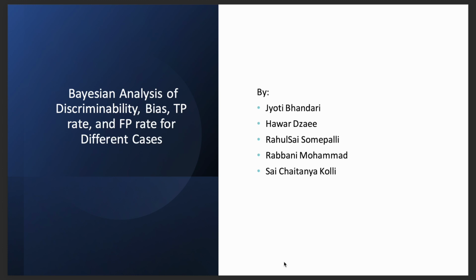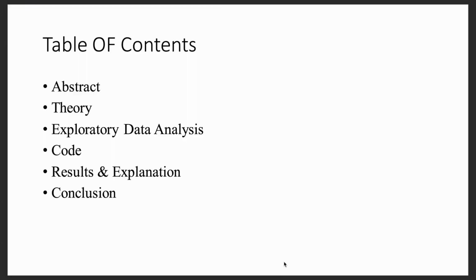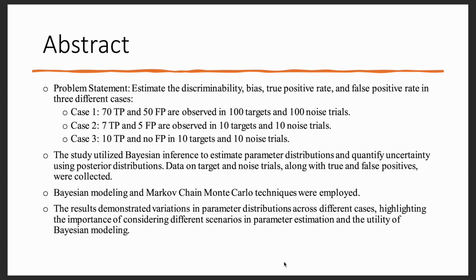So today's problem statement is about estimating the discriminability, bias, true positive rate, and the false positive rate in three different cases. This study uses Bayesian inference and Markov chain Monte Carlo techniques to estimate these parameters, which are the TP and FP, in three different cases. The results showed that the parameter distribution varied across the different scenarios, emphasizing the importance of considering different cases in parameter estimation and the usefulness of Bayesian modeling. So the three cases are as follows.